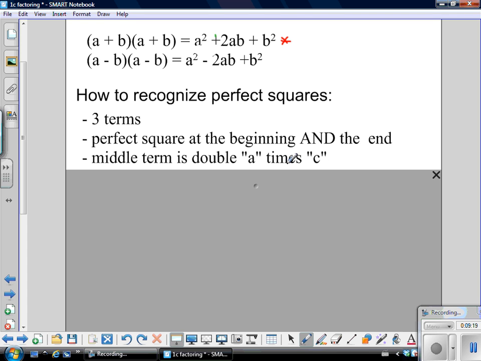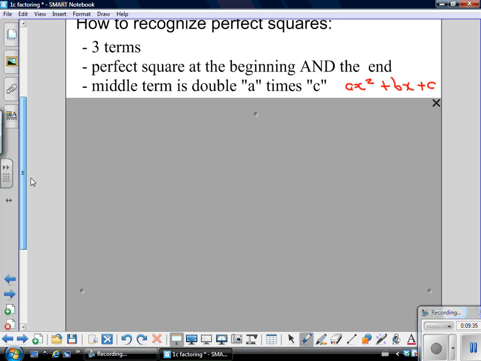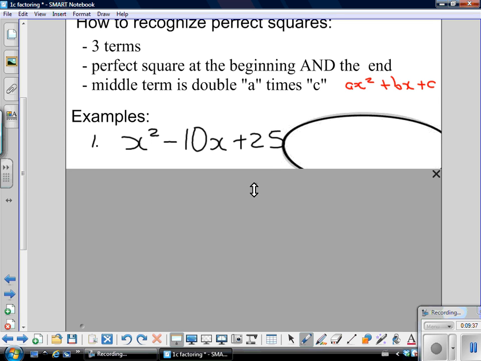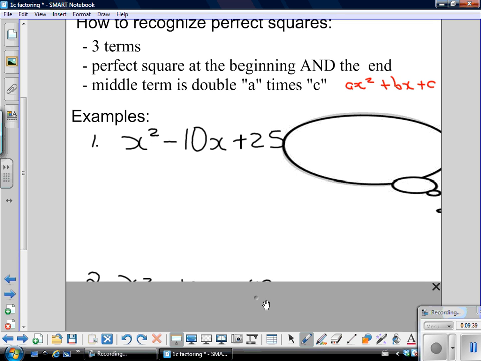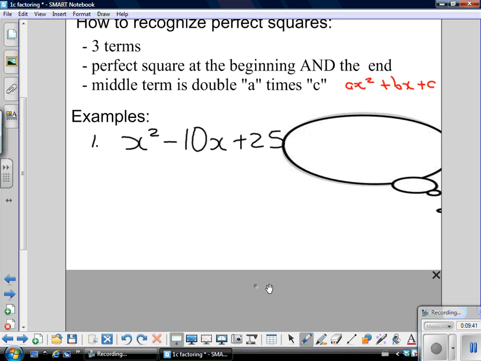Okay, so when I'm talking a times c, so I'm talking ax squared plus bx plus c. Okay, so we're going to do some examples like this, and you'll see that it's actually fairly easy too. So, first example, I'm looking at this one. It's x squared minus 10x plus 25.